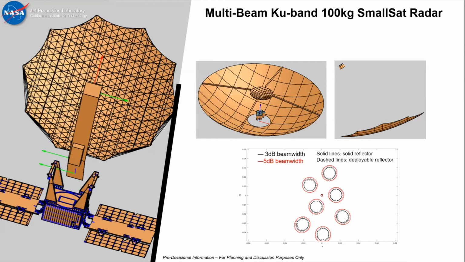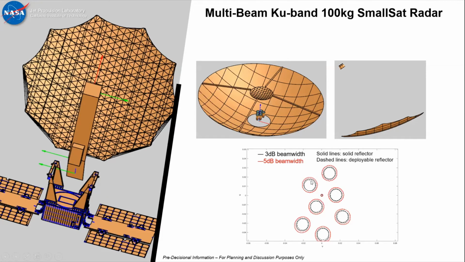beam overlap on the ground, so the same footprint. And that's actually what you can see on the bottom here. That's what we managed to do. Despite the fact that we're using a Cassegrain solid reflector and a deployable offset mesh reflector, we managed to obtain the same radiation pattern. And that's what you see here.